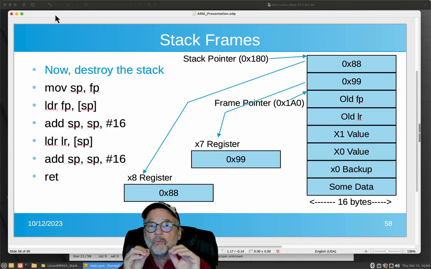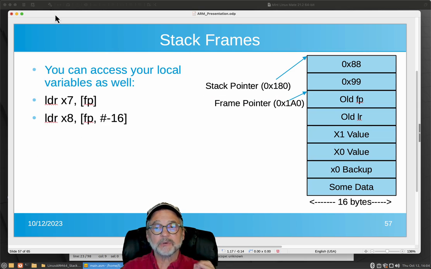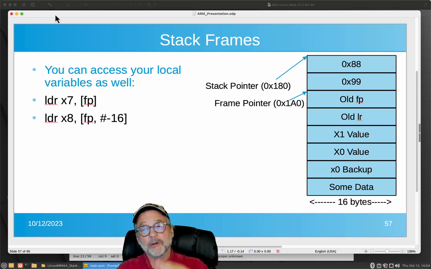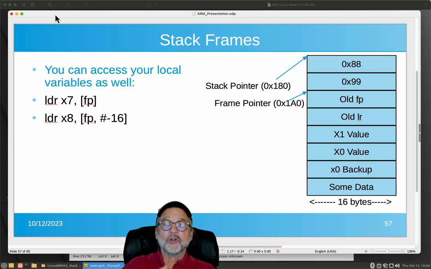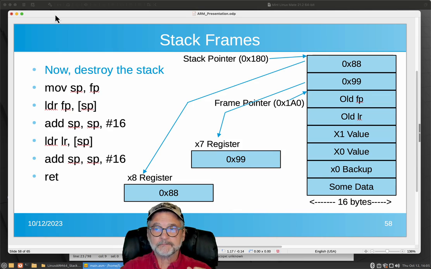So when you access local variables, you always use the frame pointer as the starting point. Local variables, you're always subtracting 16. Arguments, you're always adding. So that's an important concept to remember.